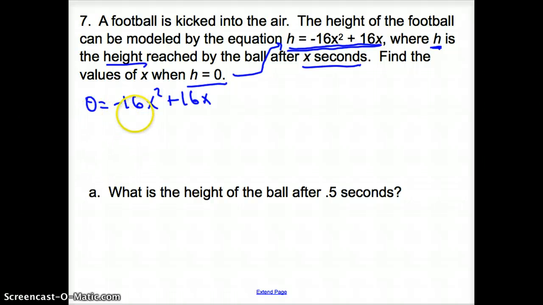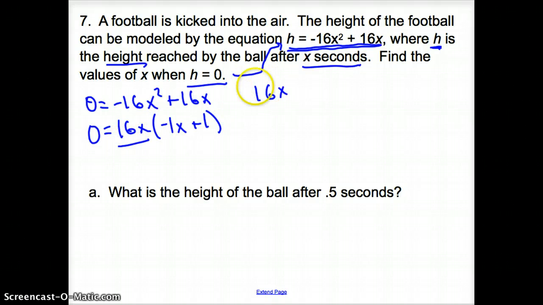So let's do that. I'm going to take just a positive 16 out, positive 16 and 1x. Now in my parentheses, negative 16 divided by 16 is negative 1. X squared divided by x is x. 16x divided by 16x is just plus 1. Close it up. Set it equal to 0. Now I have 16x. I have two products. I have 16x equal to 0, and I also have negative x plus 1 equals to 0.